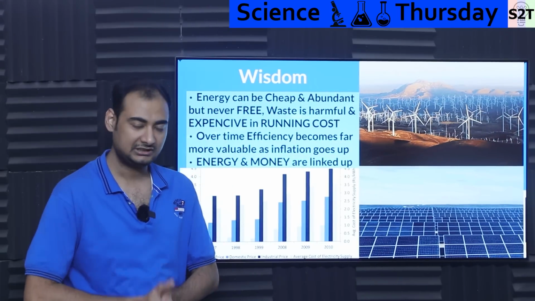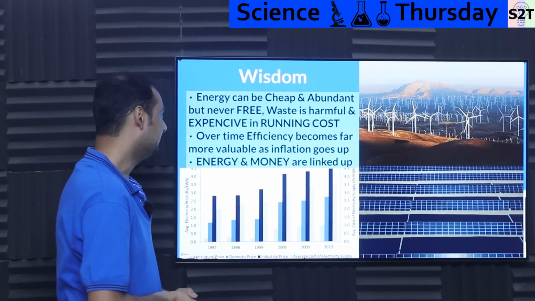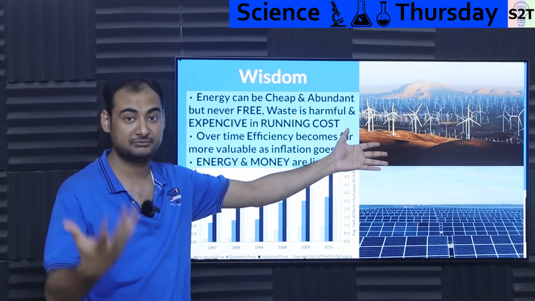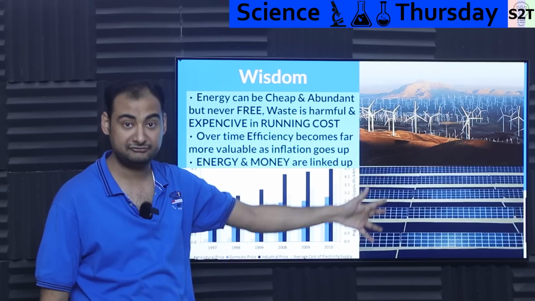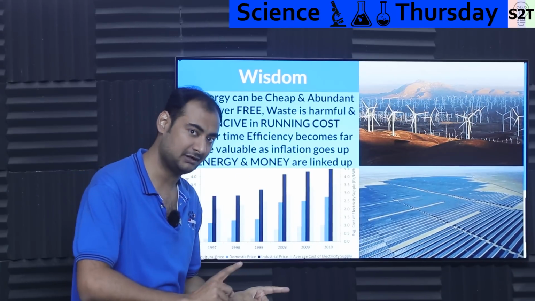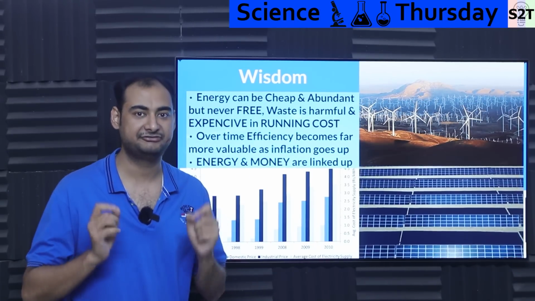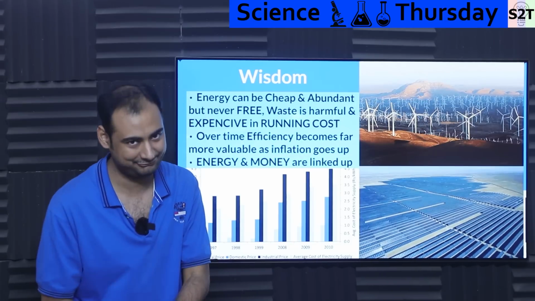So what does this mean? Well, we have to understand wisdom here, because energy can be cheap and abundant, and that's what is fueling our current brain damage of hydrogen. Because solar and wind is giving us abundant and cheap power. That's cool, awesome. Somehow people forgot cheap and abundant does not mean free. You still have to pay for it.